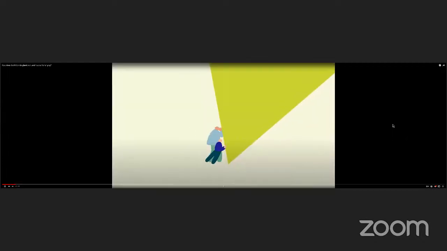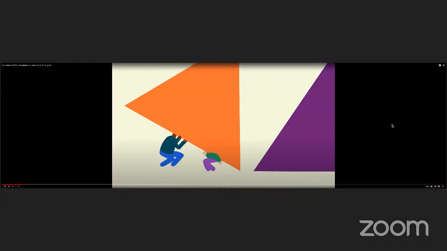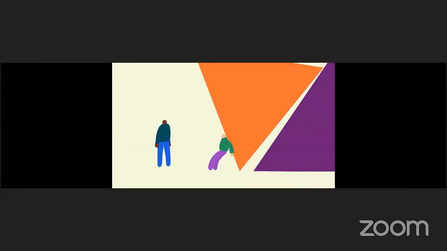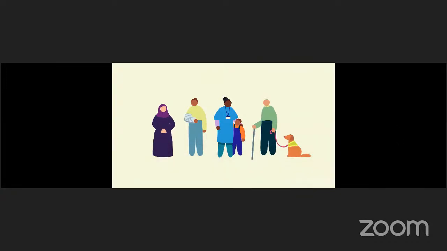Changes are taking place across the health and care system. What does this mean for the organisations that make up the NHS? How will they collaborate with other parts of the system? And what will these changes mean for you and me?